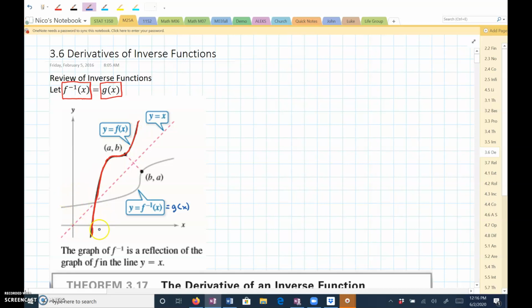So for this one, you can see if I drew a horizontal line anywhere through this function in red here, it would only intersect it one time, which means it does have an inverse. To find the inverse, it's going to reflect across the line y equals x. So this point here is a comma b. This point over here is going to be b comma a.